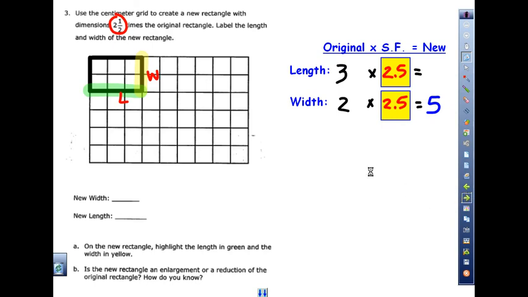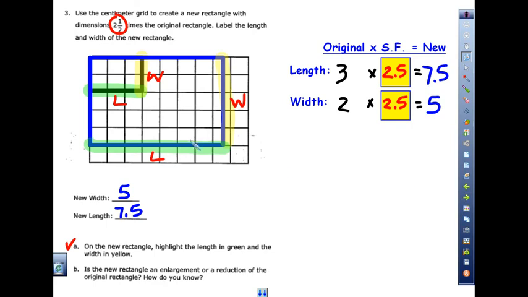Come on, old computer. It's thinking. There we go. Now they want you to draw and label the new rectangle. Here's mine. It's got a length of 7.5 and a width of 5. Down here it says on the new rectangle, highlight the length in green and the width in yellow. I've done that.